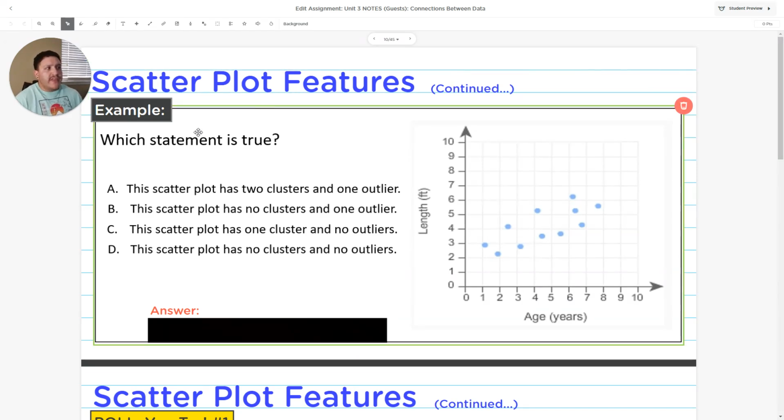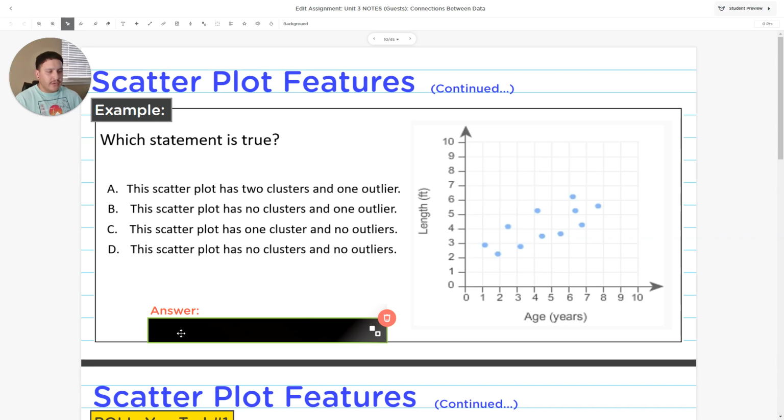Okay, example. Which statement is true? Now look at the graph. We have a graph of age in years and then a length in feet on the y-axis. Age is on the x-axis. Which of these statements is true? A, B, C, or D? A. This scatterplot has two clusters and one outlier. B. This scatterplot has no clusters and one outlier. C. This scatterplot has one cluster and no outliers. D. This scatterplot has no clusters and no outliers. I'm going to give you all about 15 seconds to think about that, and then I'm going to reveal the answer. So go ahead and think.